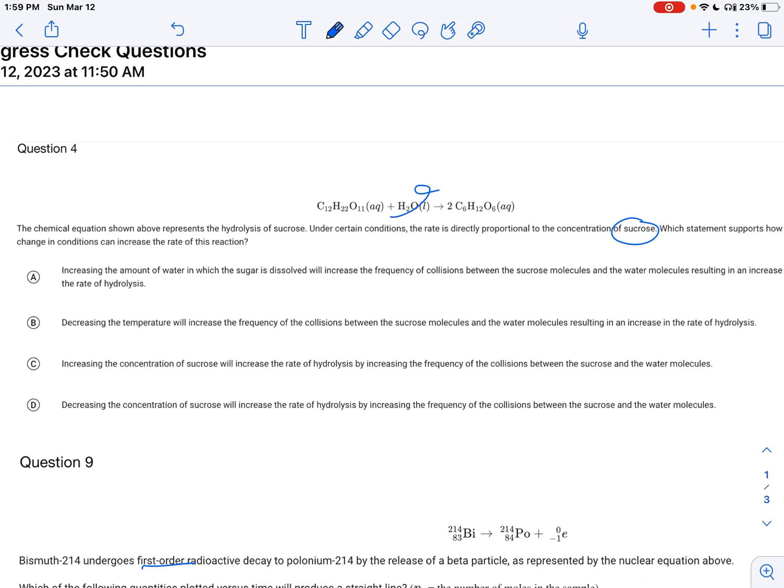There's other things going on here too, like water is clearly in excess because the sucrose is in solution with water because it's aq. The water doesn't have a concentration because it's just a liquid. There's a bunch of things that kind of point to it, but I think the telltale thing is that the rate is directly proportional to sucrose.